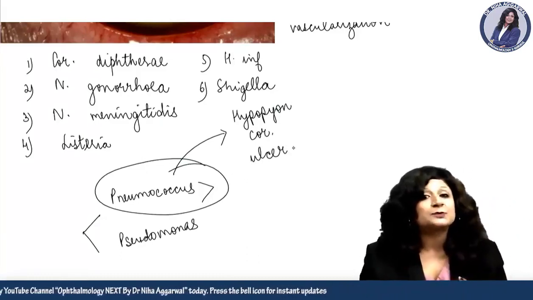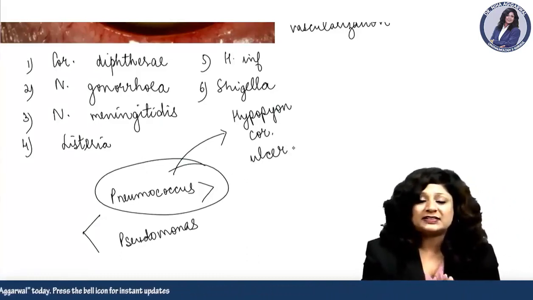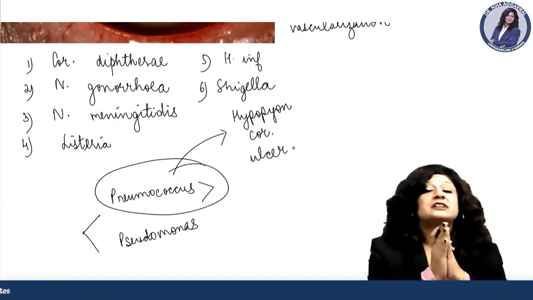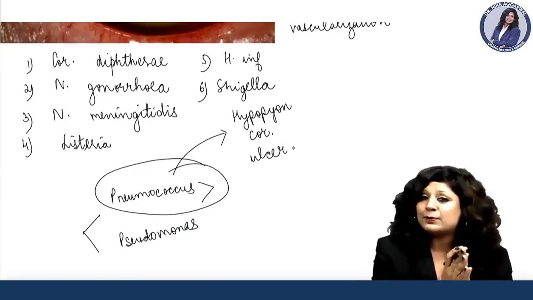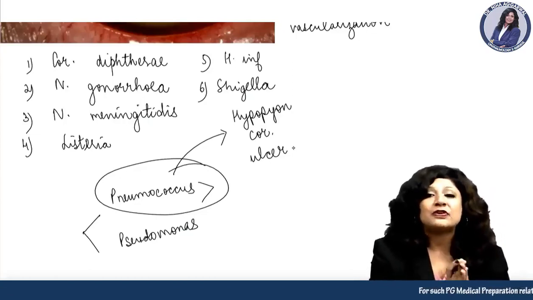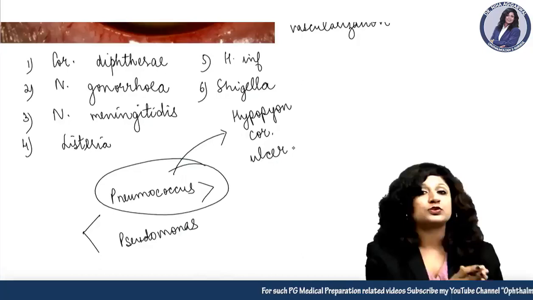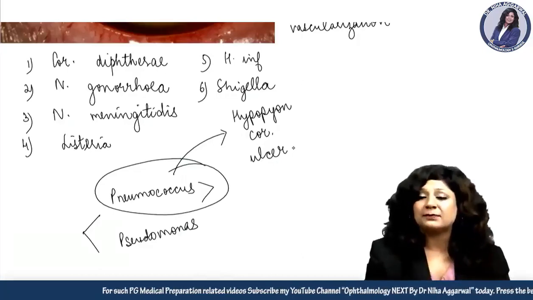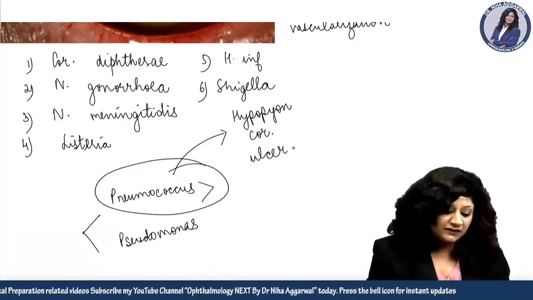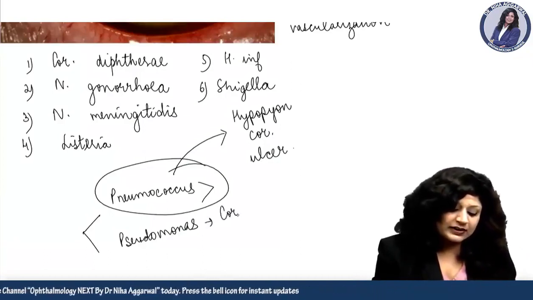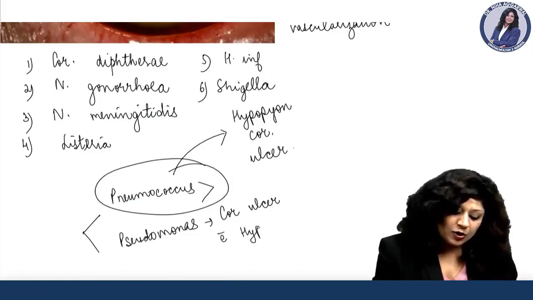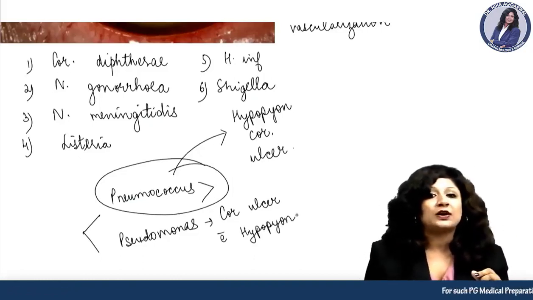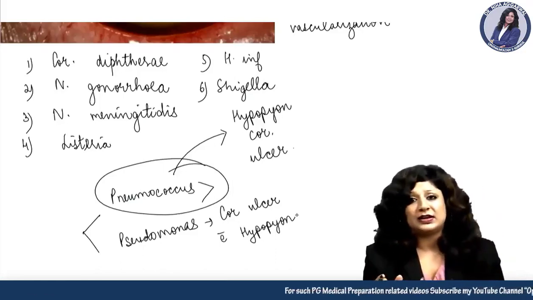The name has been given as hypopyon corneal ulcer because hypopyon is a prominent feature of these ulcers. It does not mean that hypopyon is produced by only this. Every bacteria, as I told you before also, can produce hypopyon, but the other ones will be called corneal ulcer with hypopyon, while only the pneumococcus one is called the hypopyon corneal ulcer.